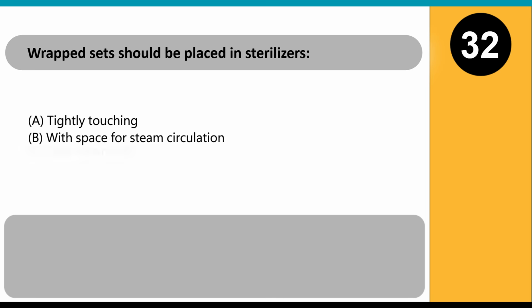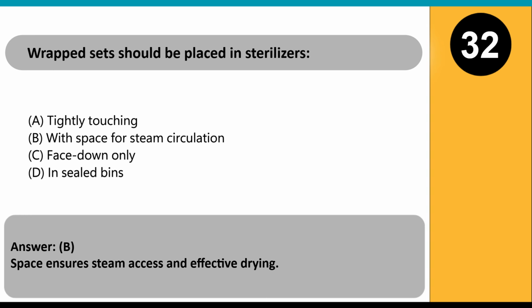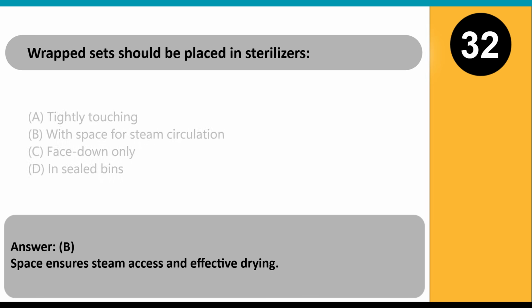Wrapped sets should be placed in sterilizers: A. Tightly touching, B. With space for steam circulation, C. Face down only, D. In sealed bins. Answer: B. Space ensures steam access and effective drying.